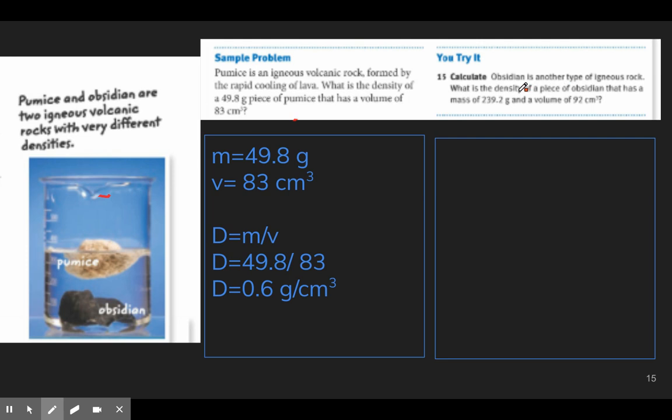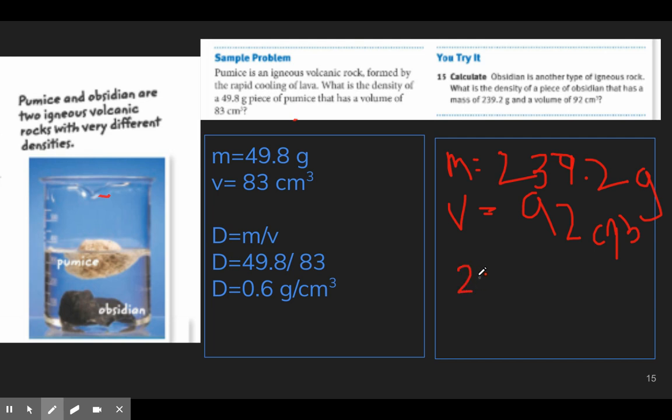Now we're going to try it. Obsidian is another type of igneous rock. What is the density of a piece of obsidian that has a mass of 239.2 grams and a volume of 92? So we'll start out, our mass is 239.2, bear with me, grams. And our volume is 92 centimeters cubed.